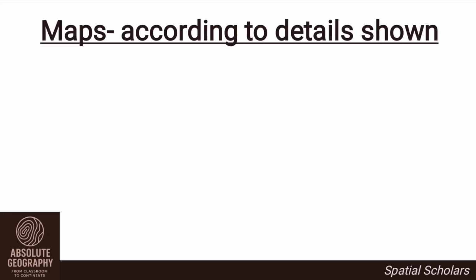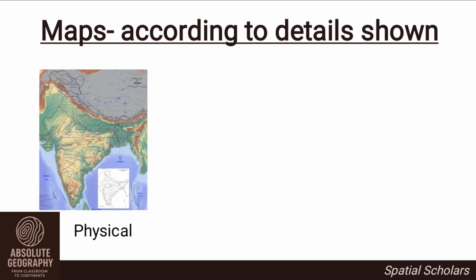First of all, let us understand what a map is. A map is a representation of Earth's surface or a part of it on a flat surface, or we can say two-dimensional surface. Now, based on the details that are shown on a map, they are of three types. First, physical maps. These are the maps that show only natural features such as mountains, plains, rivers and plateaus, etc.